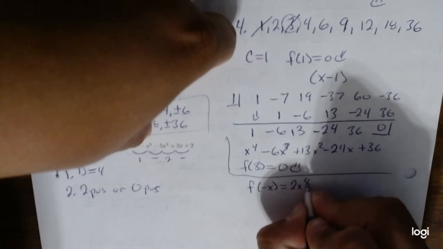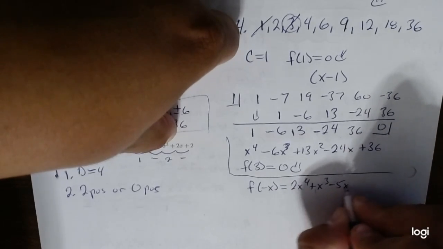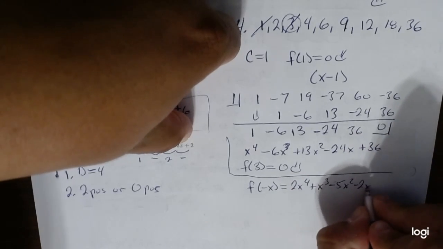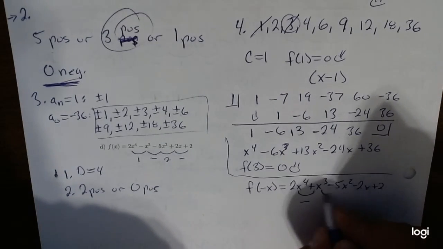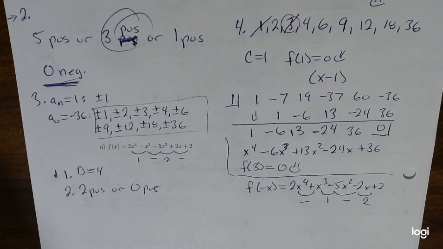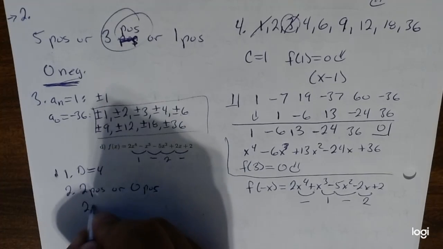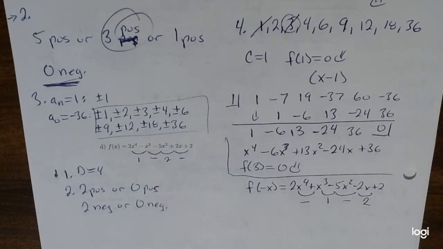That's even, so it doesn't change. This is odd, so it changes. This is even, doesn't change. This is odd, changes. Okay. So none here. That's a 1, 2. So we have the same scenario as above, right? So we have 2 negative or 0 negative. Okay. So same scenario we had for part B.